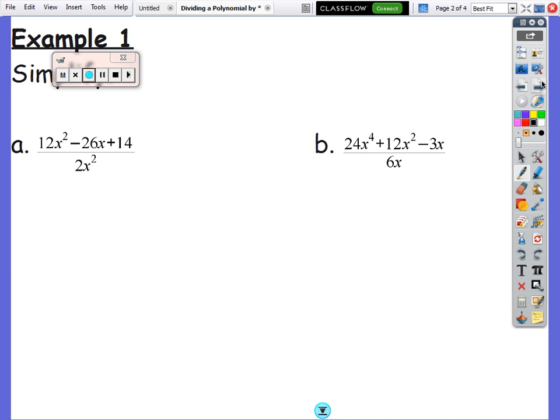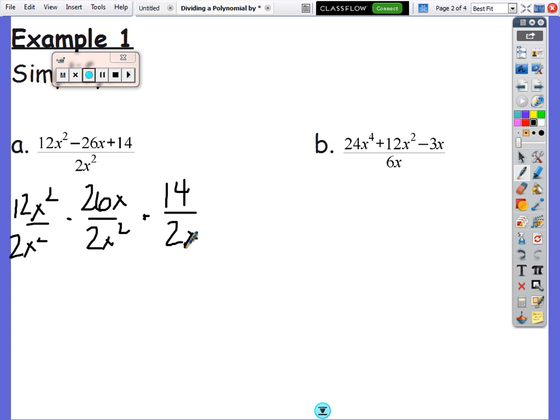So the first example we're going to look at is 12x squared minus 26x plus 14 divided by 2x squared. So what you're going to do is divide each term by 2x squared. So I'm going to have 12x squared divided by 2x squared minus 26x divided by 2x squared plus 14 divided by 2x squared. In order to do this, you're going to divide your numbers.